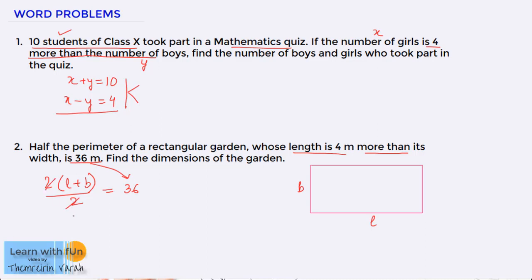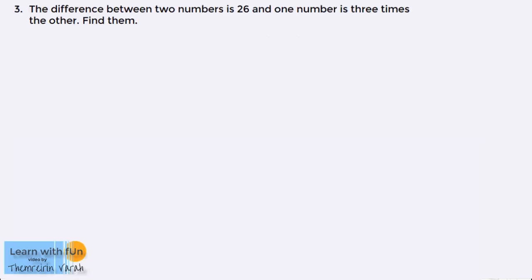So the two cancel, L plus B is equal to 36. Now the condition: the length is 4 meters more than its width. So length minus width is 4. So we have a pair of linear equations in two variables, the variables being L and B. You solve them yourself. Okay. Now moving on to the next problem.